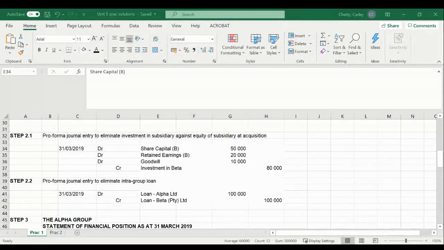Okay, are you guys all happy with the pro forma journal entries? Let me just have a look at the chat and see what's going on.